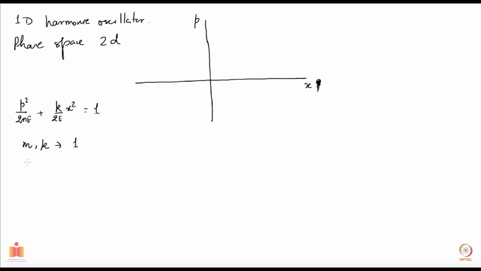Okay, then you just have circles. So you have p square plus x square is equal to 2E, right? So you get concentric circles, and the radius of the circle depends on the total energy of the system. Okay, treat them as circles.